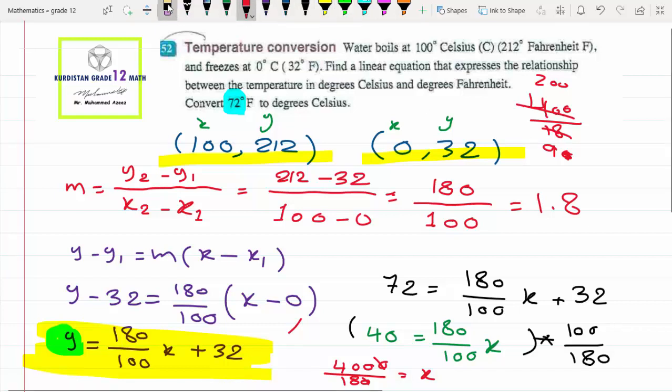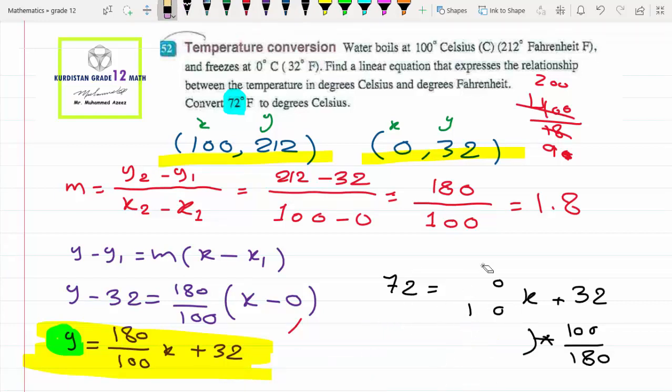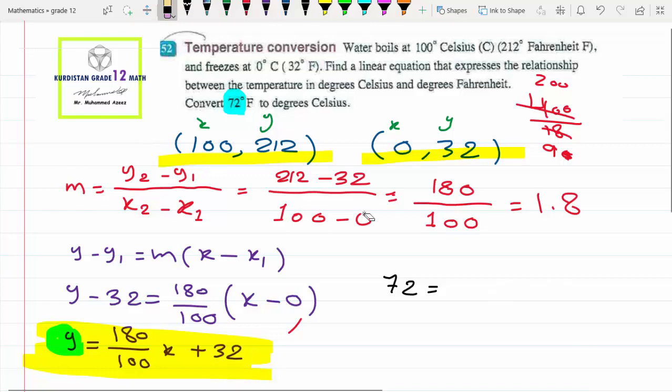So for simplicity, let's just say when the value is 72 Fahrenheit, x is equal to 22.22. So 72 degrees Fahrenheit is nearly 22.22 degrees Celsius. Thanks for watching.